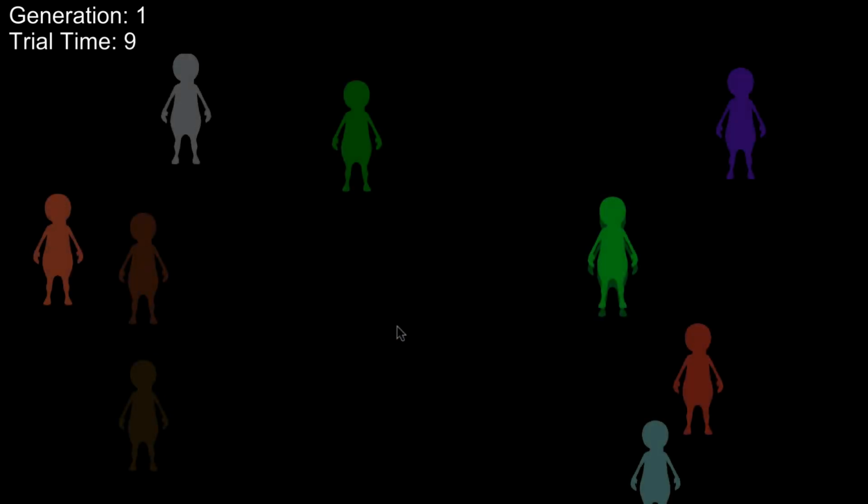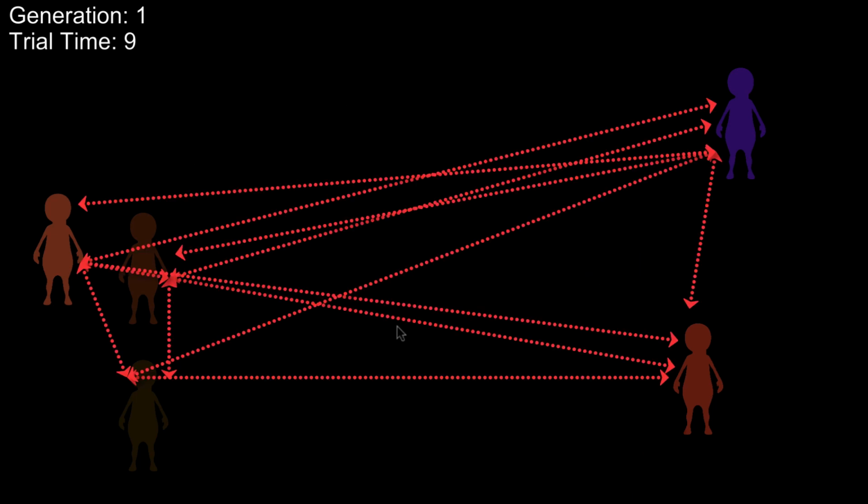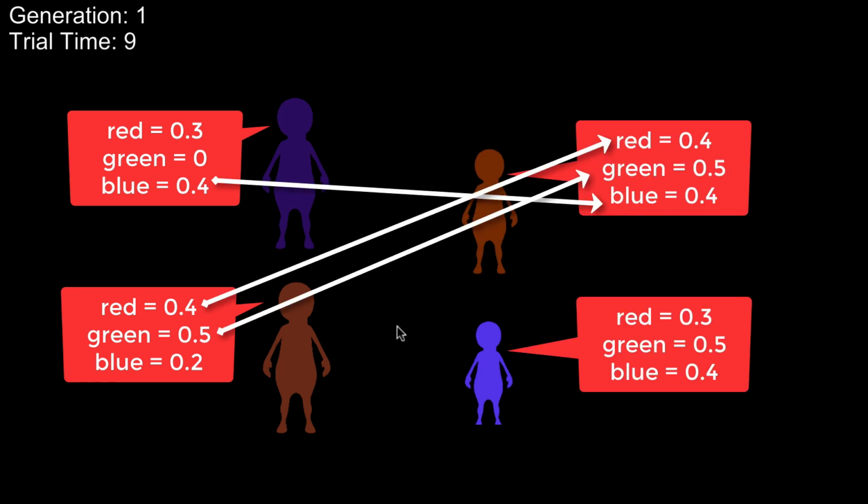The next generation of people is generated from the fittest people in the previous population. Each person is bred with every other to produce 2 offspring. The offspring receive red, green, and blue values that are a mix of those from their parents. Which trait is inherited from which parent is left to chance.